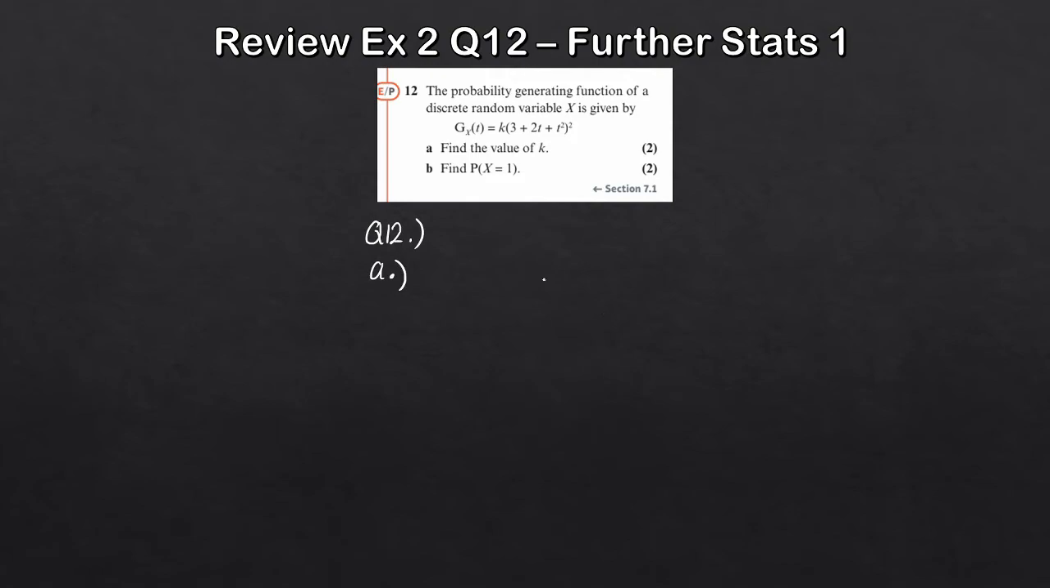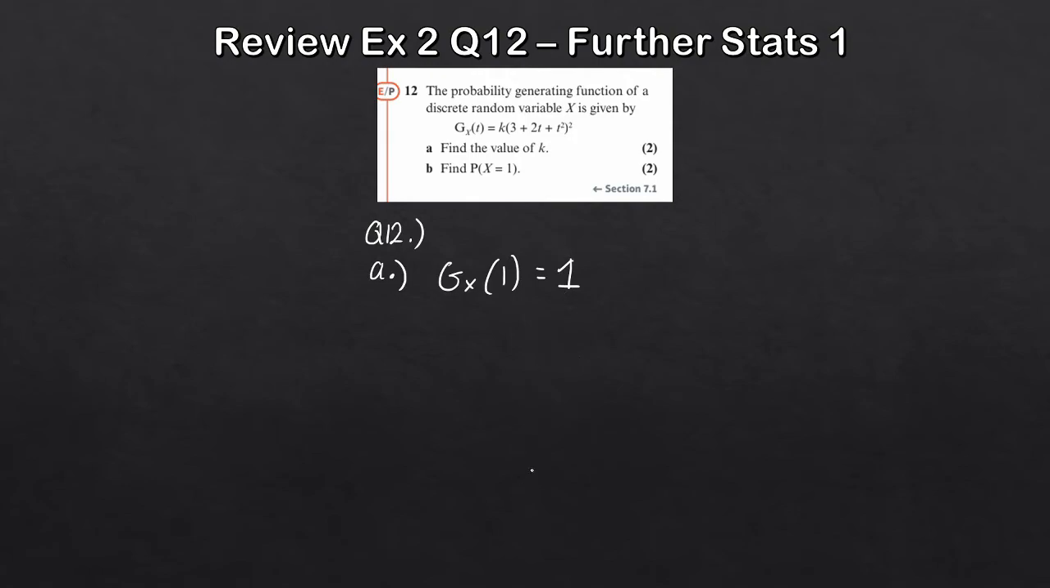All we've got to do here is be aware of the fact that if you sub t equals 1 in, then the probability generating function should be equal to 1. So what I mean by that is, subbing in 1 means the full probability generating function will be equal to 1. So how does that work?